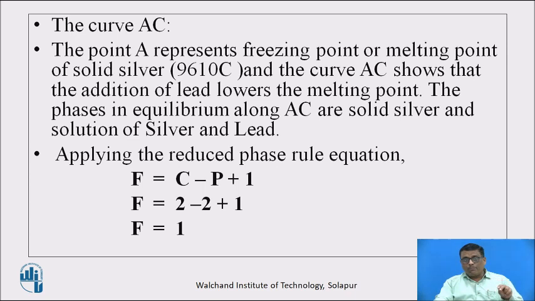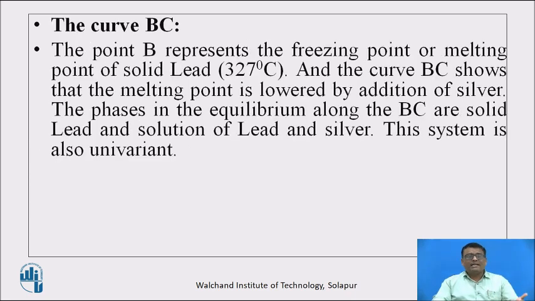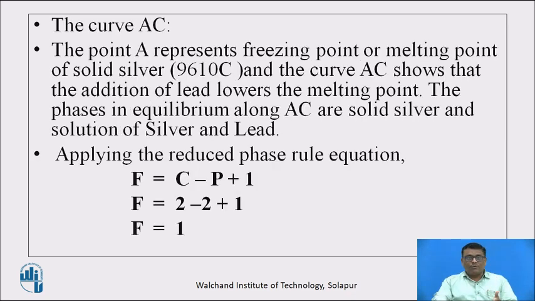By putting the value of P equal to 2 in the reduced phase rule equation, we get the degree of freedom F equal to 1. It means that across the curve AC, the degree of freedom is 1. Only one variable can be defined. Similarly, there is the curve BC. The point B represents the melting point of solid lead, and the curve BC shows that the melting point is lowered by addition of silver. The conditions are the same as for AC, so the degree of freedom for this curve is also 1.